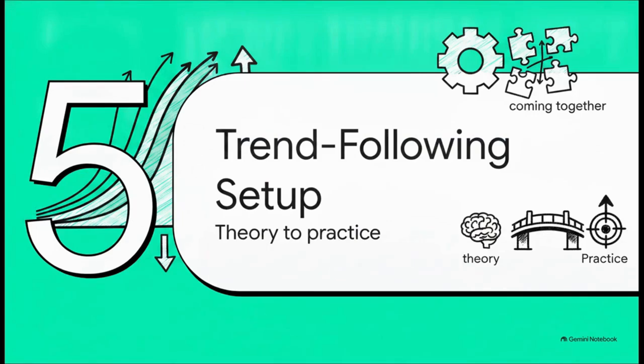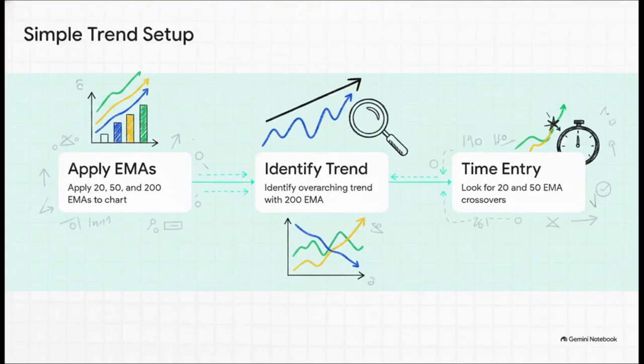Section 5. Your trend-following setup, from theory to practice. Let's walk step by step through building this simple yet incredibly effective trend-following setup, and this brilliantly illustrates how everything we've talked about combines into action. Step 1. Go into your charting software and apply the 20, 50, and 200 EMAs. Step 2. Zoom out and identify the overarching trend using that 200 EMA.